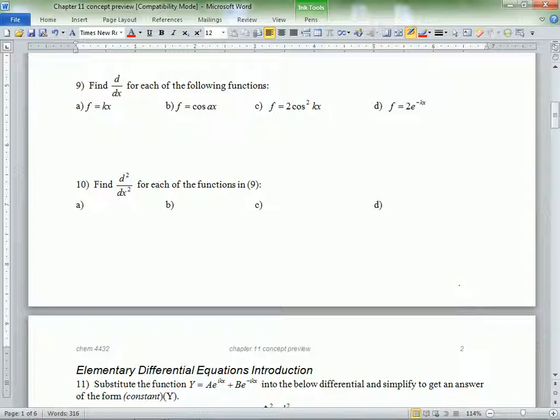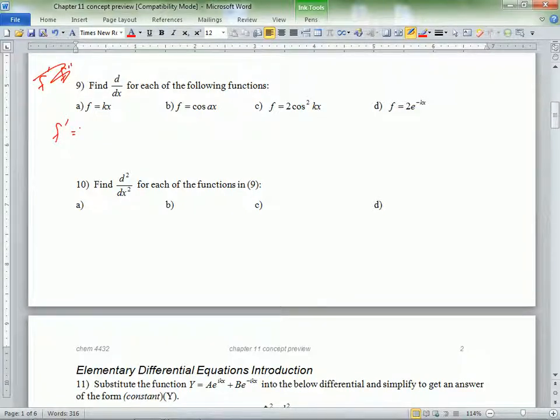The first derivative, d/dx, was also written abbreviated f prime. Remember that? The second derivative, d squared/dx squared, was also written as f double prime. I'm just making sure you remember that. So let's find f prime.